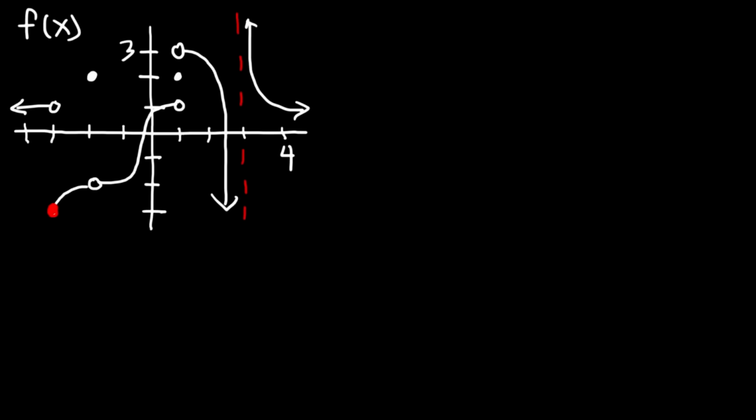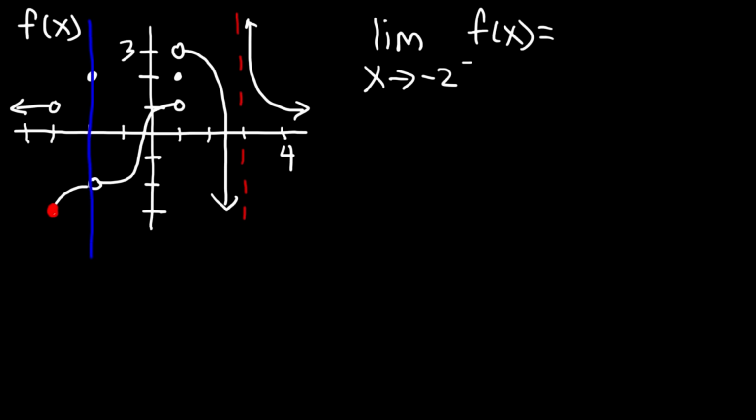Now let's work on some more problems. What is the limit as x approaches negative 2 from the left side? Go ahead and try this one. Identify the vertical line at negative 2. We want to approach that line from the left side. Notice that the y value is negative 2.